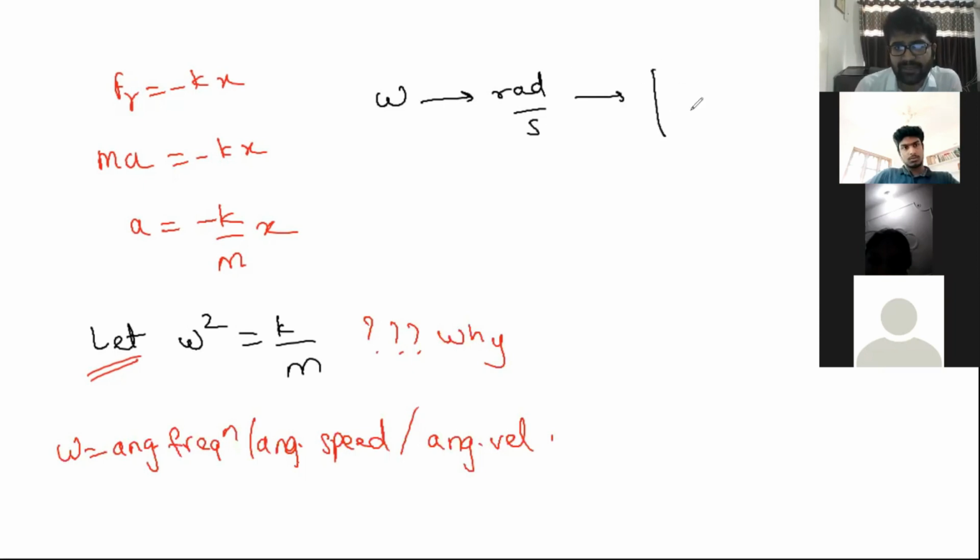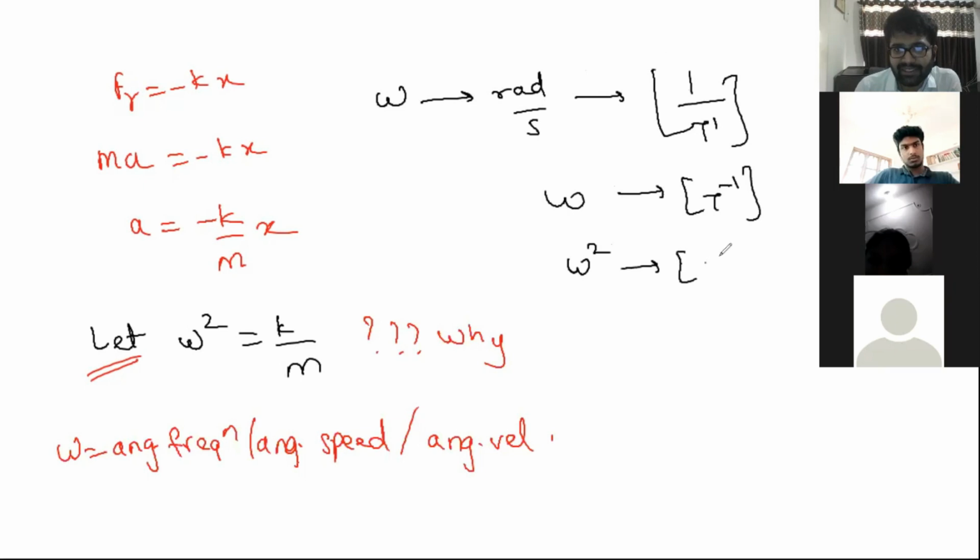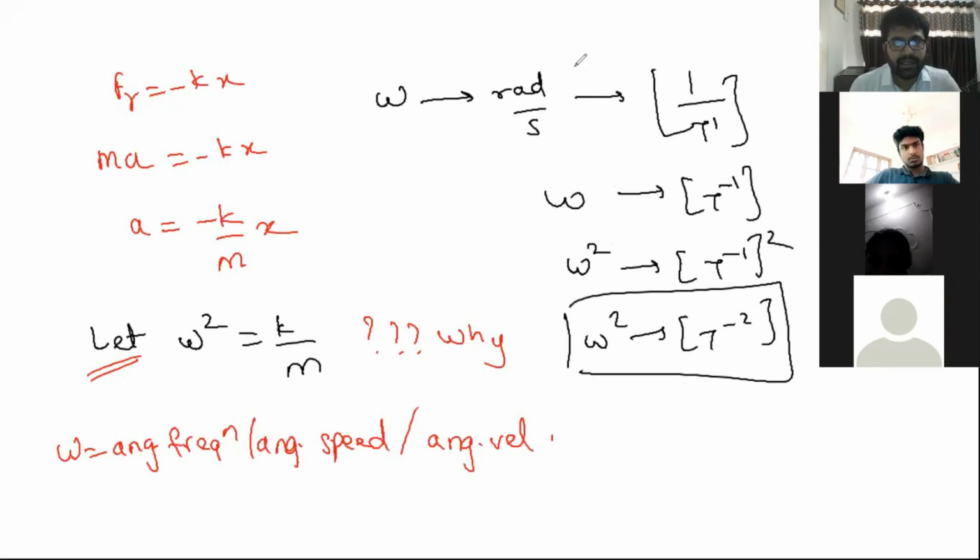Radian has no dimension, people, but the second has dimension T^1. So this becomes T^-1. The dimension for omega is, everybody, T^-1. So the dimension for omega square will be T^-2. Correct? It's T^-1 the whole square, right? This is how you write T^-2. This is the dimension for omega square. Now let us determine the dimension for k, people. So look at this. Let me use a different color. Restoring force is k into x. I've taken magnitude.